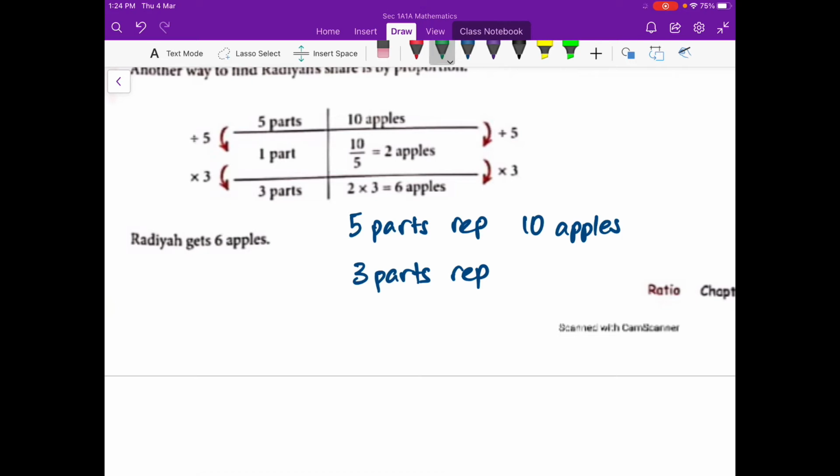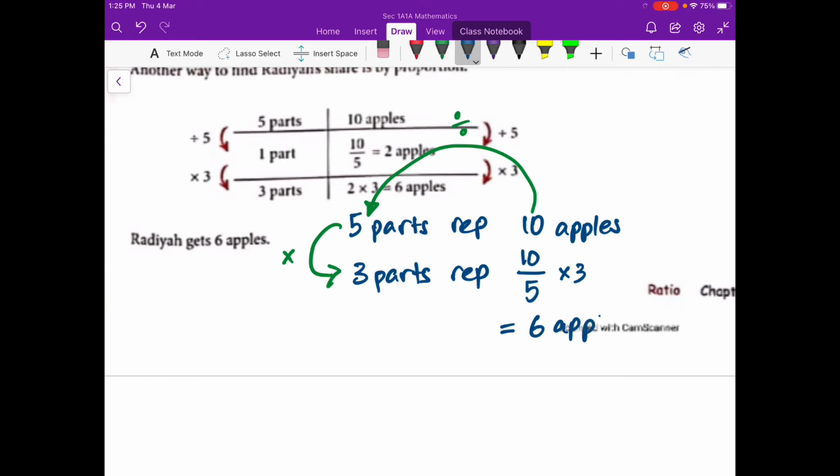So I draw my arrow. 10 divided by 5, then whatever the answer is, multiply by 3. So this is what the working looks like. 10/5, so divide by 5, times 3. You can go ahead and key this into your calculator. You'll find that the answer is 6 apples.